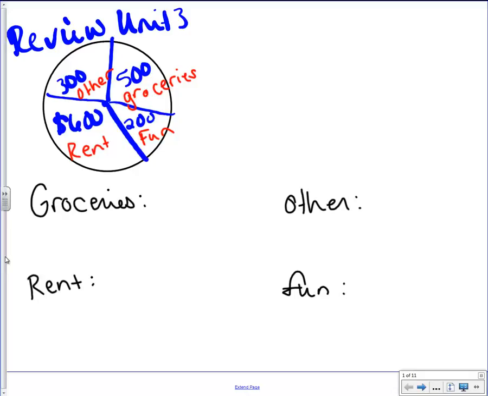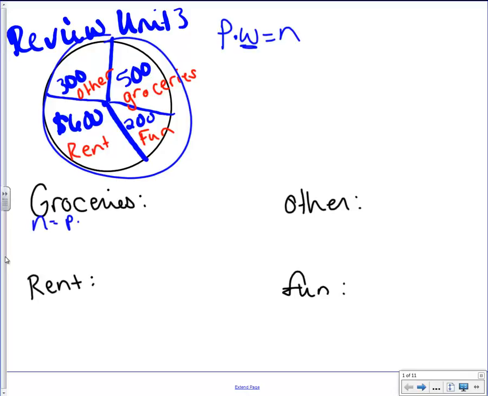So the first thing that we need to remind ourselves is that we are definitely doing part times the whole, and the N is on one side, part times the whole is on the other side. We've got to decide for each of the categories what our equation is going to be. First of all, the whole means how much are we spending for the whole month? And that's going to be the same for every single problem. So if I write this down, N is equal to P times W. N is equal to P times W. And we're going to plug in what we know.